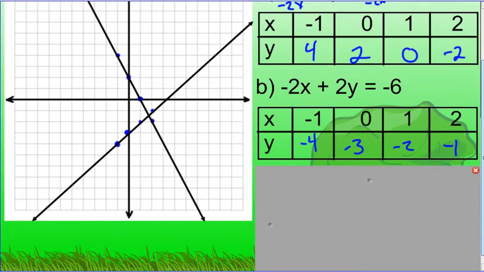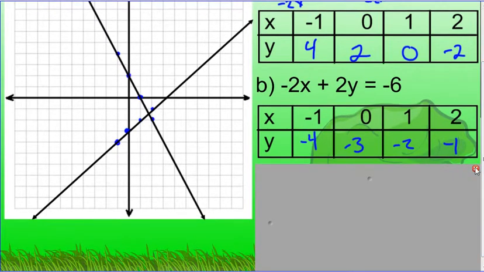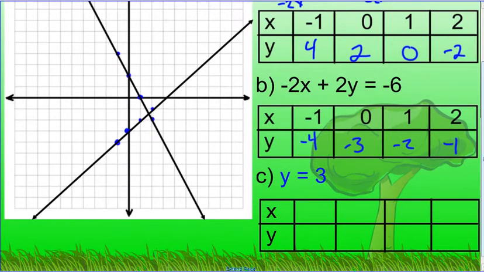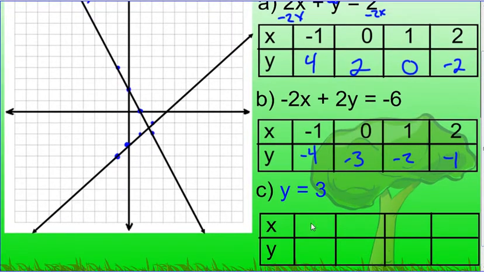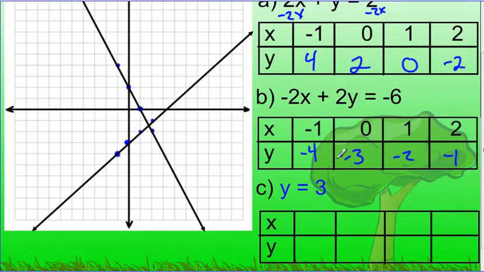Letter C. I'm actually going to do letter C with you instead of having you do it on your own, because this one's a little bit different. Here it says y equals 3. Now you notice I don't have any other values in here. Now, this is kind of a trick question, sort of. First off, let's come up with some x values. So why not use these same guys again? Negative 1, 0, 1, and 2. It makes no difference. You could pick negative 2, 3, 4, 5, 6.